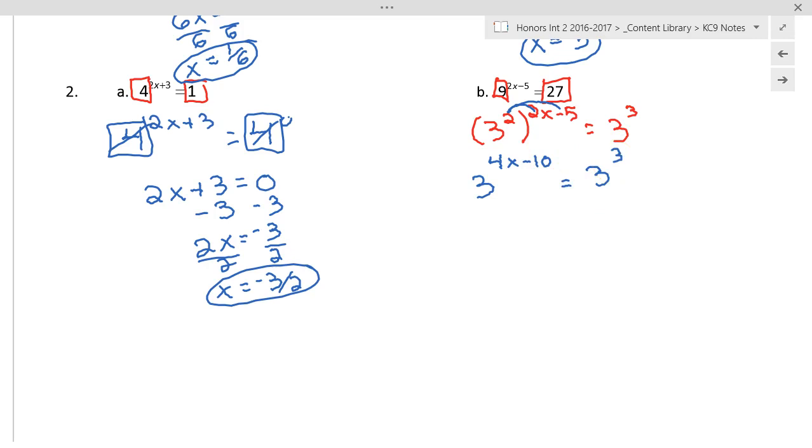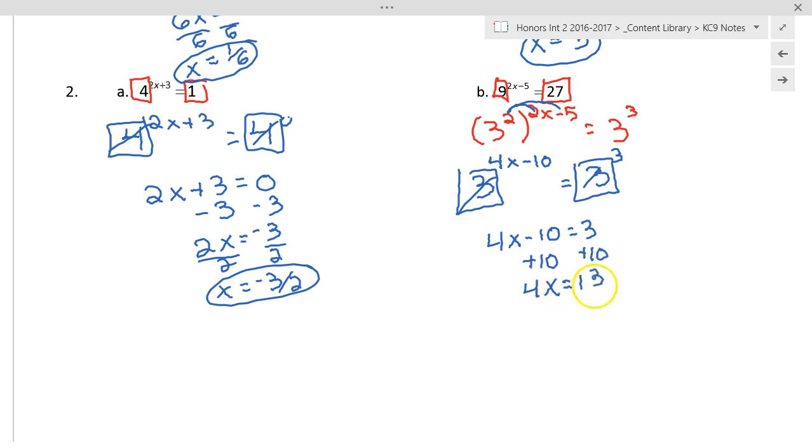Now I have the same base, a 3 on this side and a 3 on this side. So 4x minus 10 equals 3. I'm going to add 10 to both sides. So then 4x equals 13. And I'm going to divide both sides by 4. X equals 13/4.